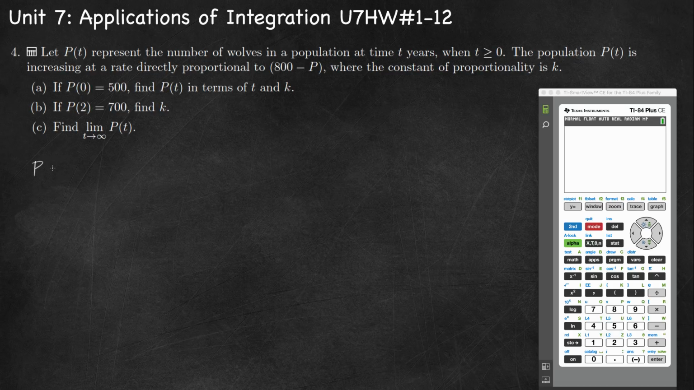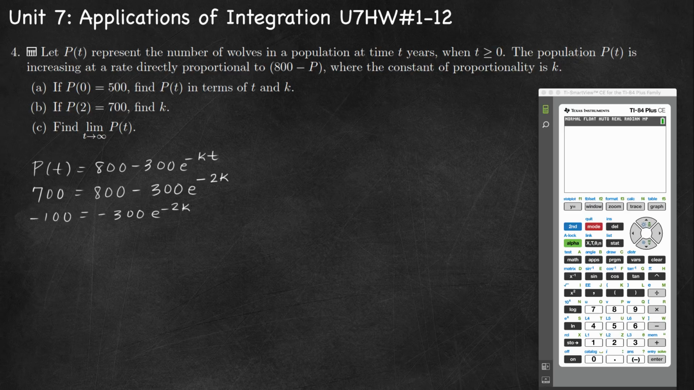So I know p of t equals 800 minus 300 e to the negative kt. P of 2 equals 700. So now 700 equals 800 minus 300 e to the negative 2k. And we want to solve for k. So I can subtract 800 on both sides. That'll give me negative 100 equals negative 300 e to the negative 2k. I can divide both sides by negative 300, so I get 1/3 equals e to the negative 2k.